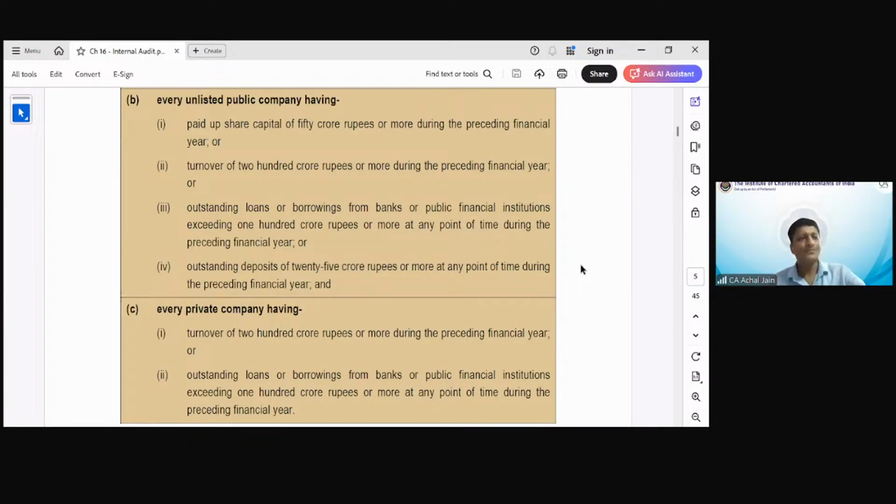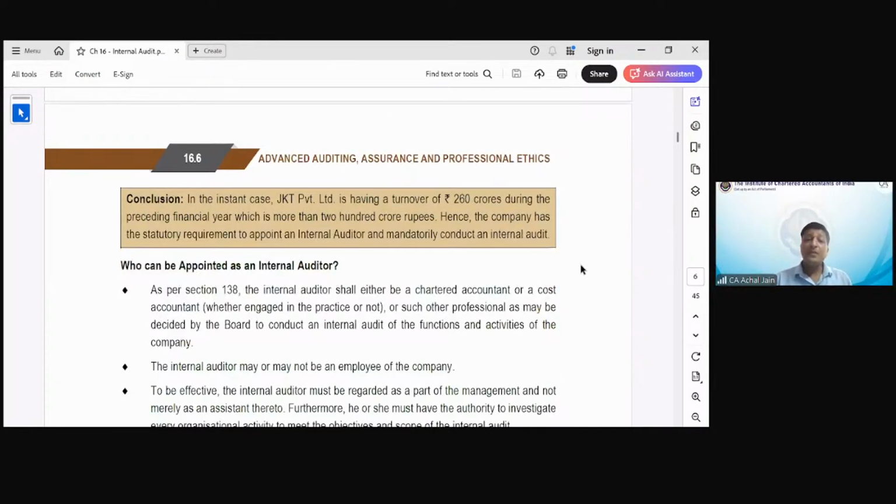Now on this applicability of internal audit, we will also pick up some questions. We'll try to look at some of the requirements as we move further. But before that, let's talk about another very important aspect.